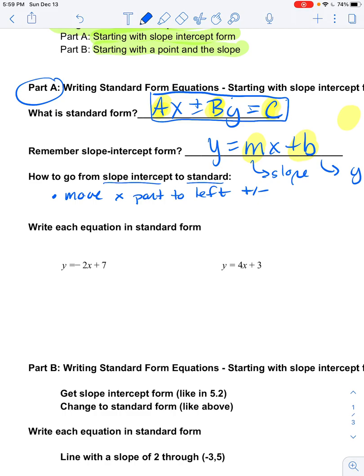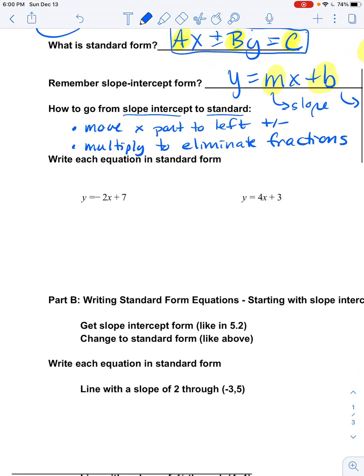And then that pretty much does the trick, except sometimes you might need to multiply to eliminate fractions, because ideally we don't have fraction numbers in front. So let's take a look at what that means.